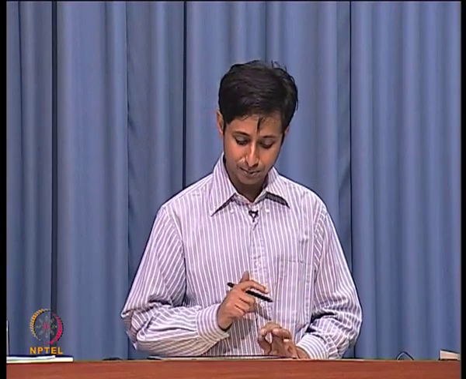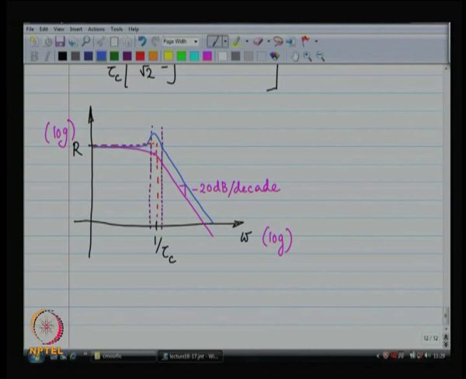and then in addition to that, a little bit after, because of the 0, I am going to get plus 20 dB per decade, as a result of which my net slope is going to be minus 20 dB per decade. So, this is the complete story. This is how the transfer function is going to look like.